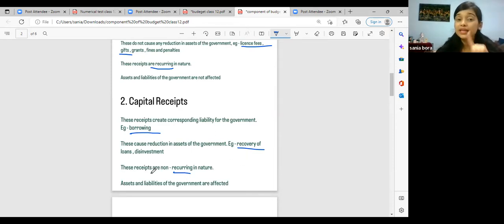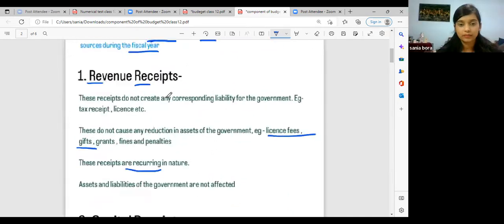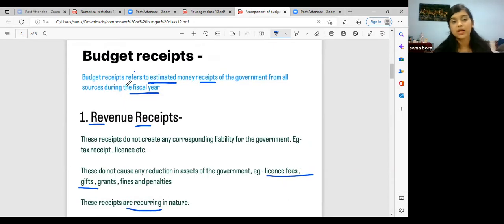But these receipts are non-recurring. You don't have to pay again and again, it is one time. And last, assets and liabilities of the government are affected. Clear? Just write it down, and first write the definition of budget receipt. What is budget receipt? And then revenue receipt and then capital receipt.